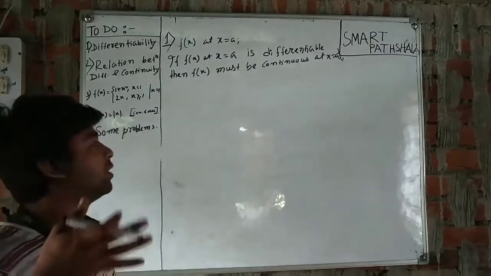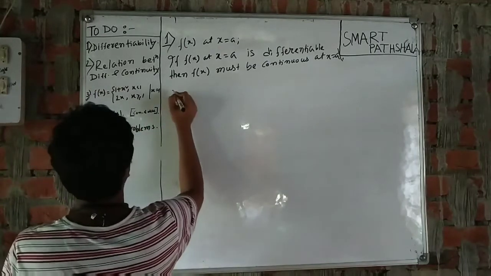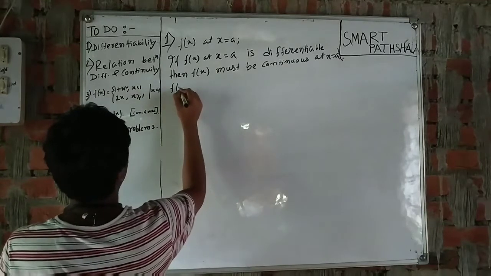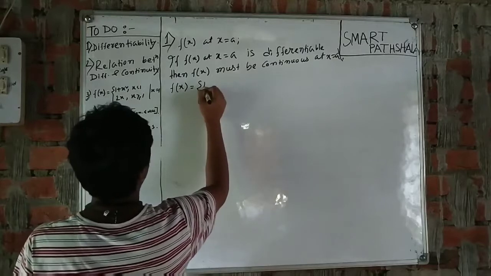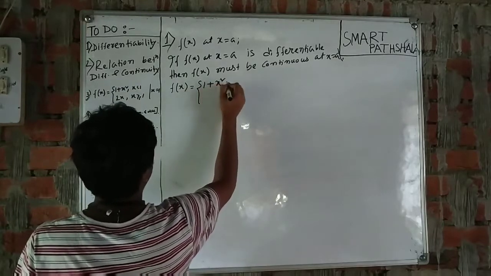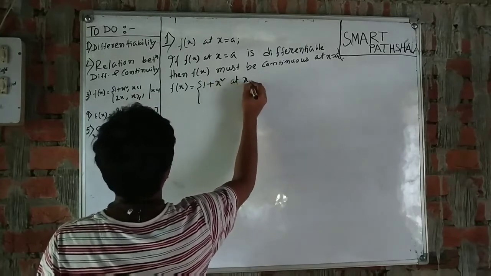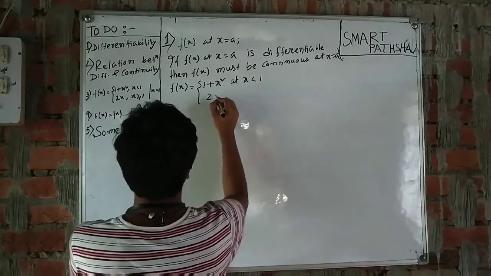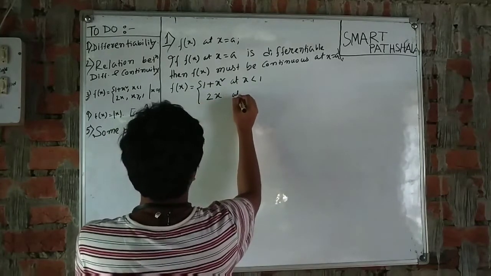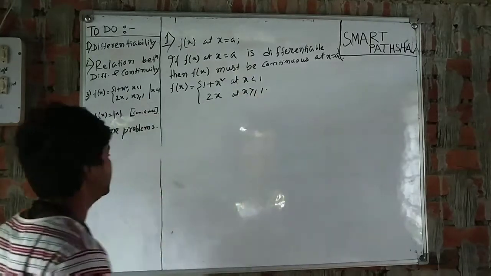Now let's see an example. Let's take this one as an example. Say we have f of x equal to 1 plus x square at x less than 1, and 2x at x greater or equal to 1.